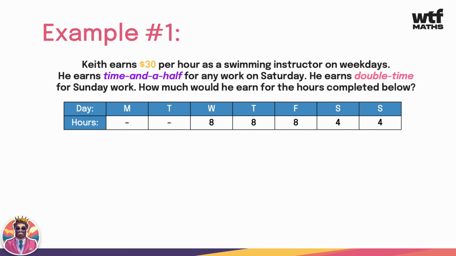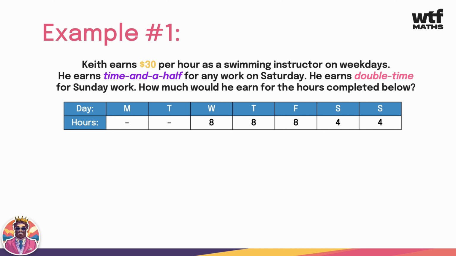Alright, let's start things off with an example with someone called Keith. Now Keith earns $30 per hour as a swimming instructor on weekdays. He earns time and a half for any work on Saturday, and he earns double time for Sunday work. How much would he earn for the hours completed below?